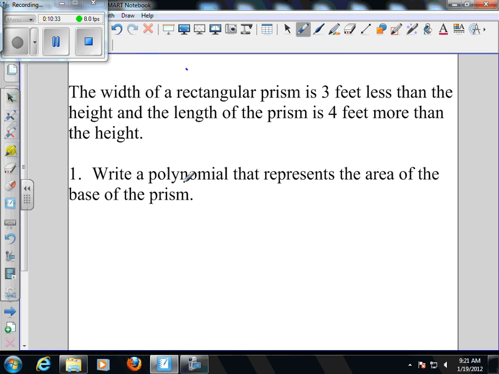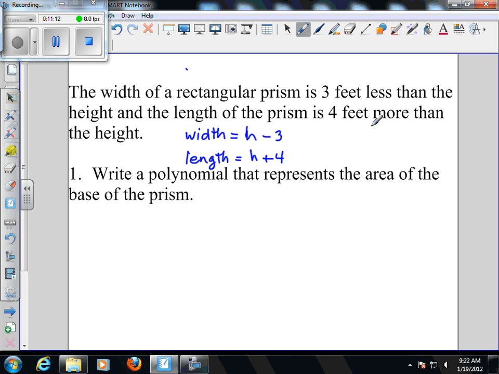You are given the fact that the width of a rectangular prism is 3 feet less than the height, and the length of the prism is 4 feet more than the height. Okay, so let's write down what we know. The width is 3 feet less than the height. Let's say the height is h. So if it's 3 feet less, it's h minus 3. The length is 4 feet more than the height. So if the height is h, we're going to have the length as h plus 4.